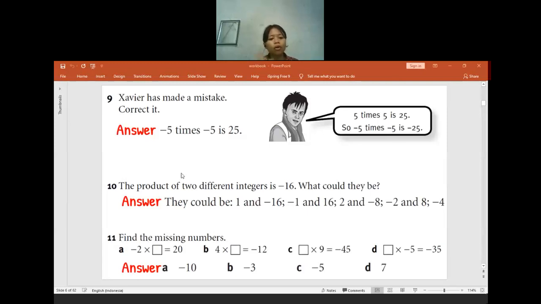Is there anyone who gets confused in question 9? No? Okay. If no one is confused, I will move to question 10.